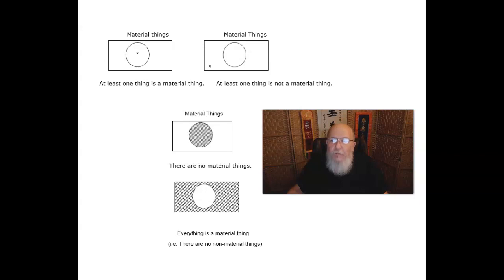Now using Venn's setup, we can diagram various claims. For example, if we put an X inside the circle, and the X represents that there's at least one thing, right? That's a material thing. There's at least one thing that's a material thing. And here, we could make the claim that at least one thing is not a material thing. Here, we could make the claim there are no material things. And here, we're making the claim everything is a material thing. There's nothing outside the set of material things. So this means there are no non-material things.